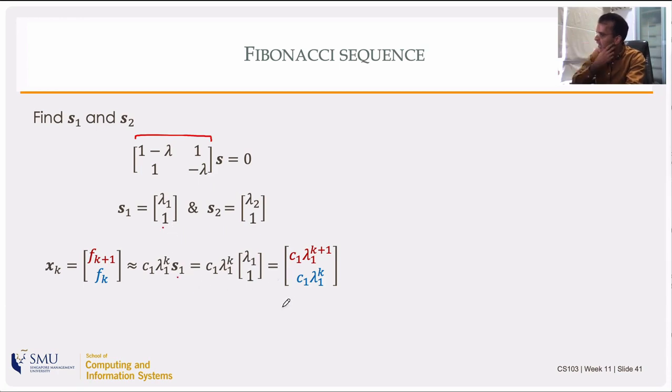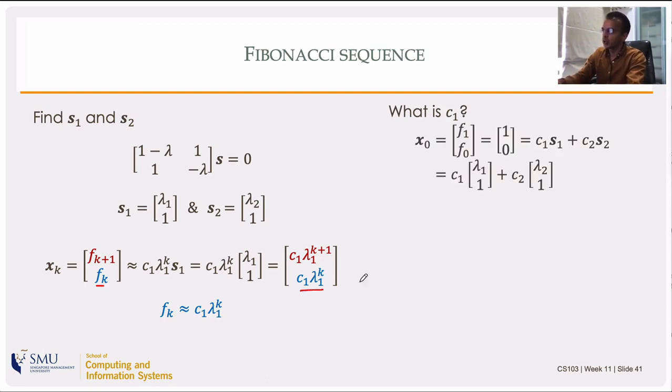And if I do all the multiplication out and expand it, I'll get f(k+1) is equal to c1 lambda 1 to the power k plus 1, fk is equal to c1 lambda 1 to the power k, and obviously f(k+1) divided by fk is of course lambda 1, which is the golden ratio. But as you can see, fk is just c1 lambda 1 to the power k. So we need to find c1 also. And then we have an approximation for fk, c1 lambda 1 to the power k.